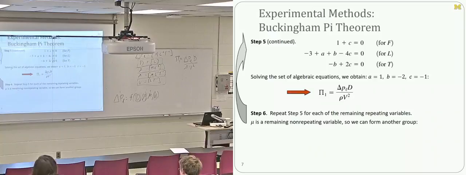Now for time, we've got negative 1 minus B is equal to 0. B is equal to negative 1, and then for length, we've got negative 1 plus A plus B minus 3C, which is equal to negative 1, minus 1, plus 3, so A plus 1 equal to 0, which tells us that A is equal to negative 1. So our second pi term, pi 2, is then equal to mu over rho v d.